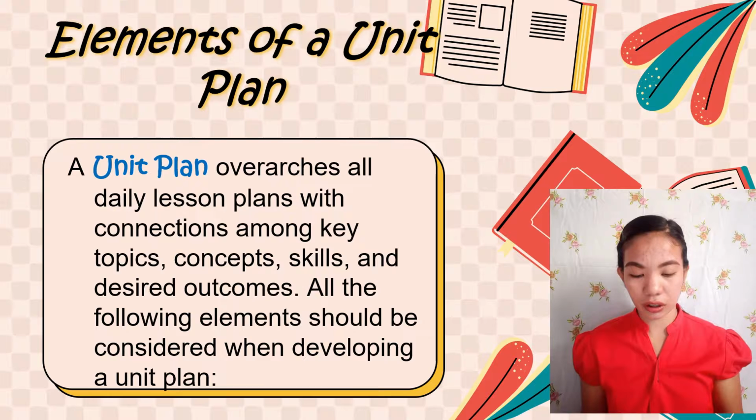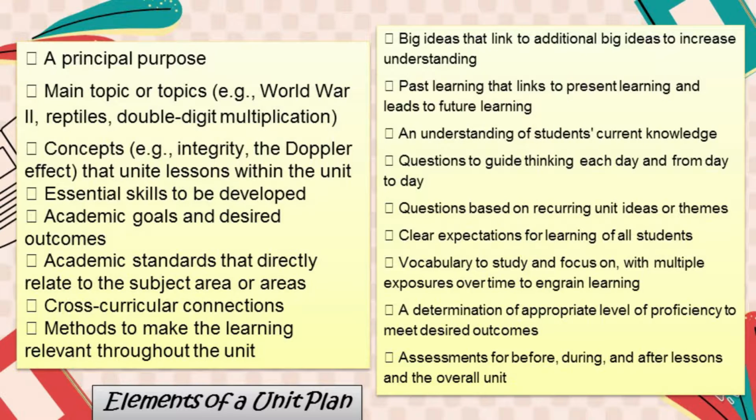So there are 17 elements that should be considered when developing a unit plan. These are the elements that we should consider when developing a unit plan. First, a principal purpose. We must set our purpose. This provides us direction and organization that helps us teachers and also our students to achieve academic gains within a particular time period. Next, main topic or topics, concepts, essential skills to be developed.